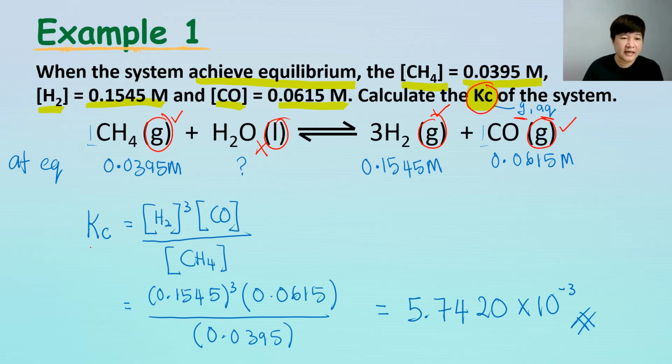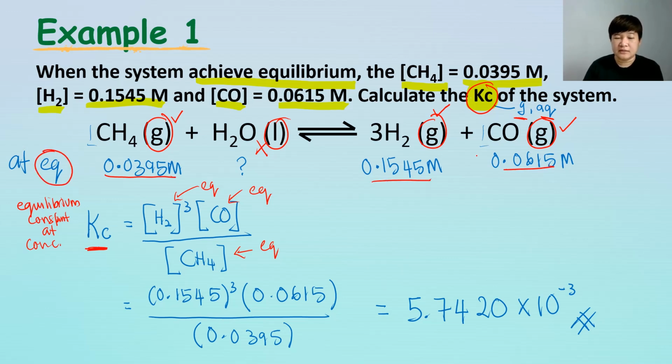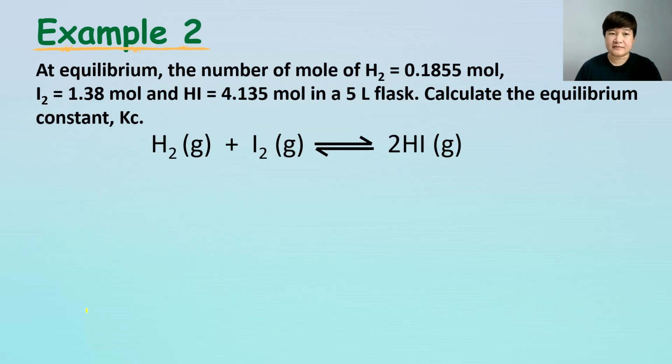Second, since Kc is what we call the equilibrium constant, Kc is the equilibrium constant for concentration. Therefore, the value that you put into this concentration must be the value at equilibrium. Therefore, the value that is given to you right now is at equilibrium. So bear that in mind, the value that you put into your Kc or Kp must be the value at equilibrium. Okay? Next example.